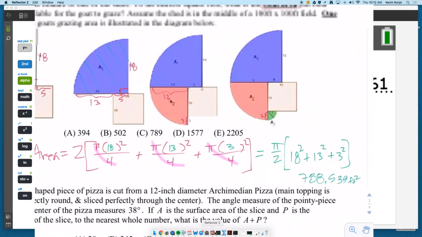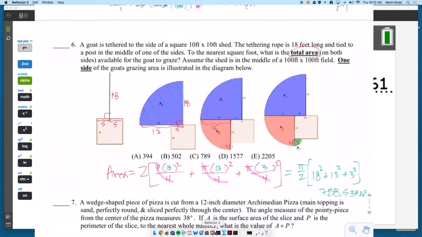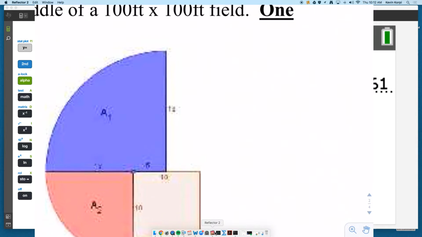Yeah, good question. Why am I multiplying by 2? That comes from careful reading. To the nearest foot, what is the total area on both sides? And then one side is shown. So there's your key. I want you to do it on 2 sides, and I'm only showing one side. So why am I multiplying by 2?